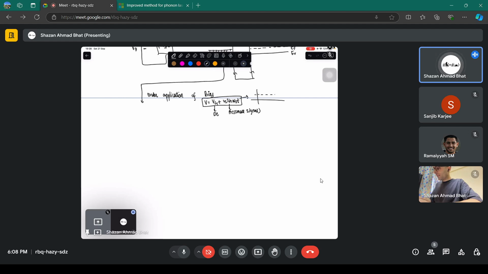Let's say this is a DC level, DC gate voltage, VG. This is V versus time. Then the small signal rides over this particular voltage. It's very small as compared to this VG. So most of the carrier changes are basically brought about by this VG, and the small signal which is riding over it does not bring much change to the charges. We will see what it does.